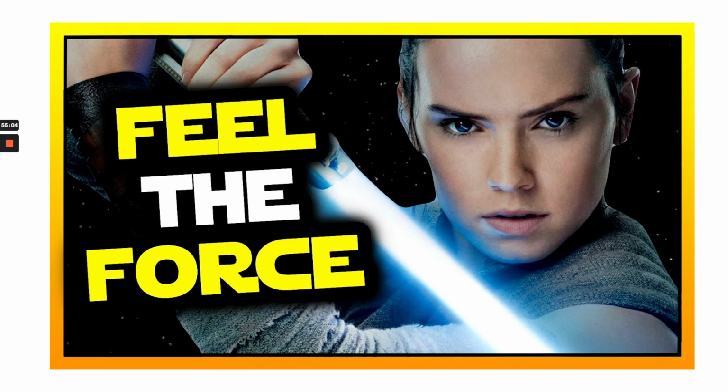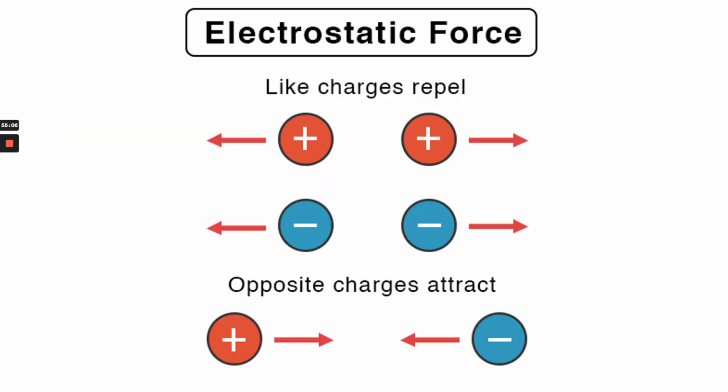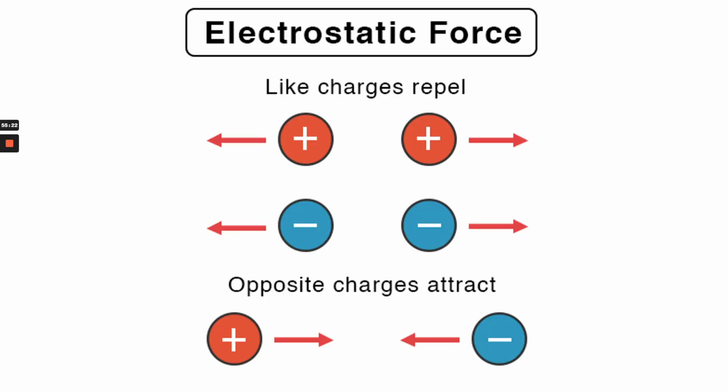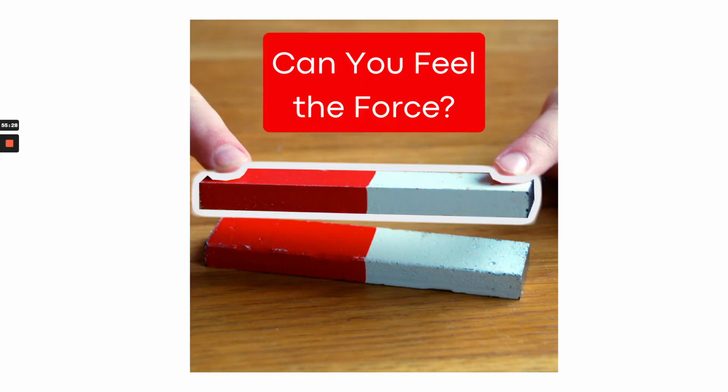Feel the force. We're nearly there. We're nearly finished. Okay, you can feel electrostatic repulsion and electrostatic attraction. It's kind of very similar to magnets. When you put the two north sides of a magnet, they repel each other. The two south sides, they repel each other. But opposite charges attract, and it's kind of like the opposite poles of a magnet. It's very similar. Electrostatic repulsion is very similar to magnetic repulsion.